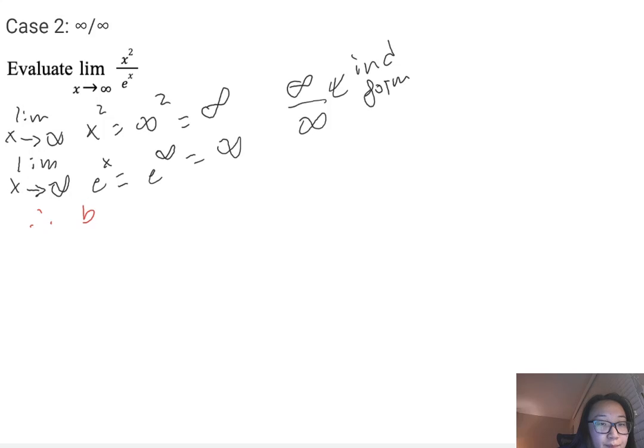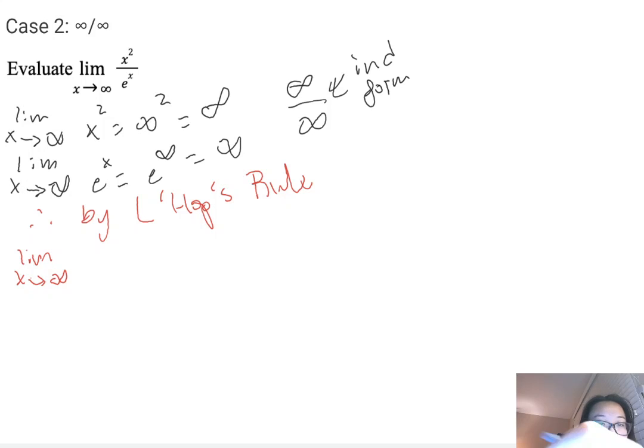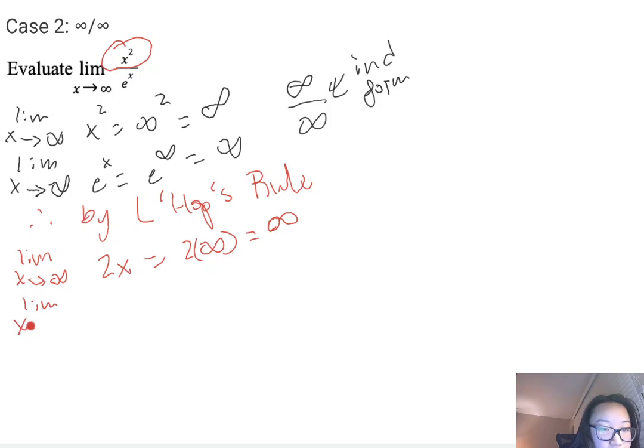So therefore, by L'Hopital's rule, we have the limit as x approaches infinity of the derivative of the numerator, which is x squared. Derivative of that is 2x. All right. So then we evaluate again. So 2 times infinity, which is just infinity. All right. And then we take the denominator again. So limit as x approaches infinity. The derivative of e to the x is still e to the x. And if we evaluate that again, we would still end up with infinity.